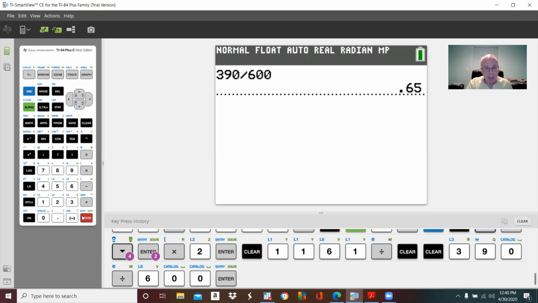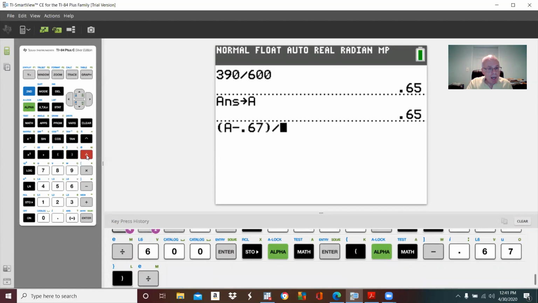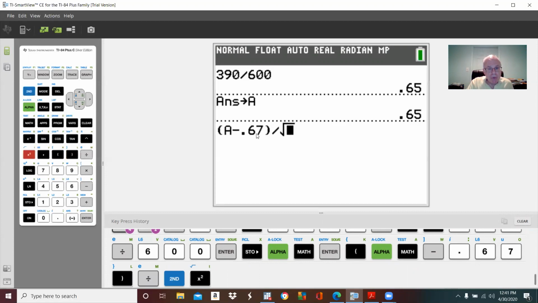Now, since it's 0.65, one thing I could do is save it. I'm going to store it in A once again. Now I'm going to do my formula for my test statistic. It's p hat, which is in A, minus the hypothesized proportion of 0.67, divided by the square root. And remember, inside the square root for the standard error, I'm going to use 0.67, the hypothesized proportion.